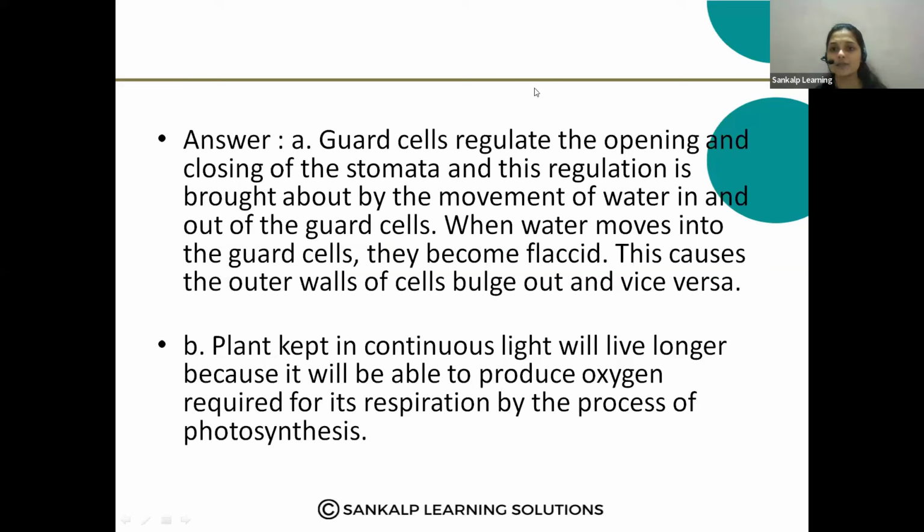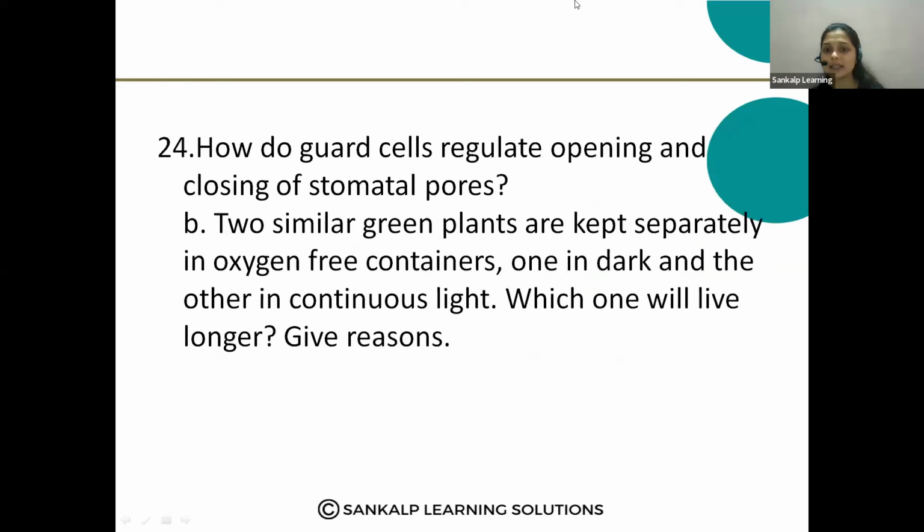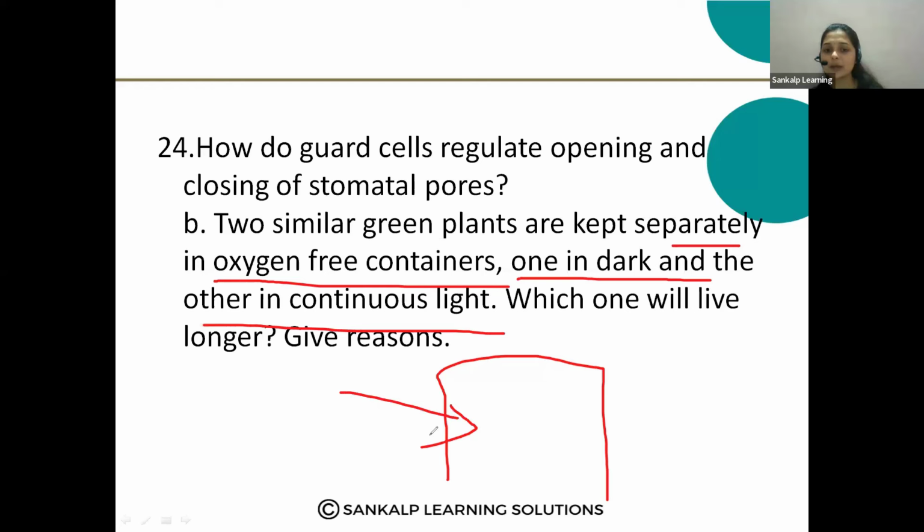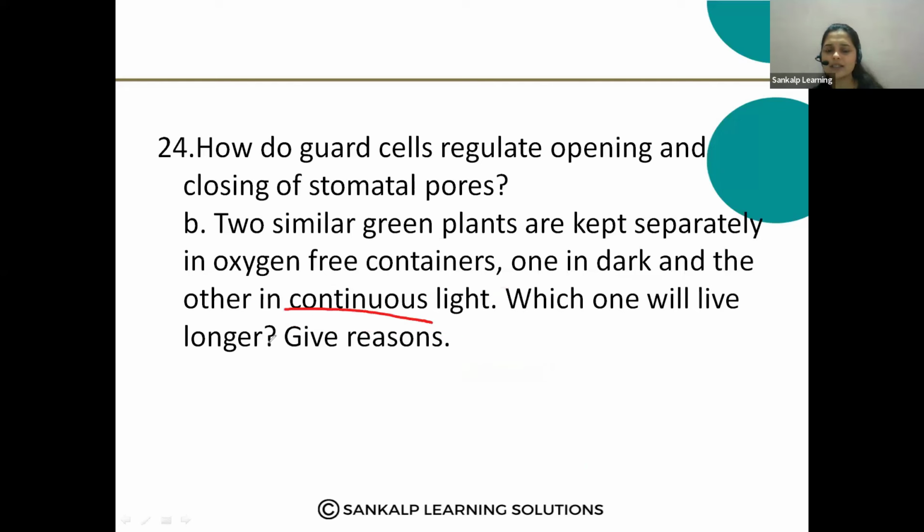And the second question is, what is the second question? Two plants are kept in the... Read the question. Two similar green plants are kept separately in an oxygen free container. So they are kept in the oxygen free container, means oxygen is absent there. One in the dark and the other in continuous light. So one should be kept in the dark and one should be kept in the continuous light. Which is able to live longer? Give reasons. Yes, anybody?